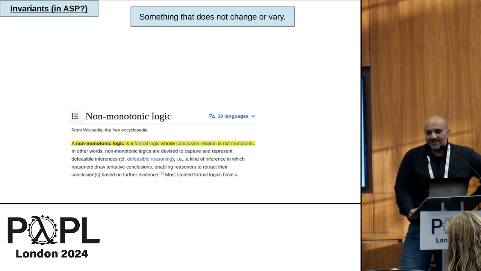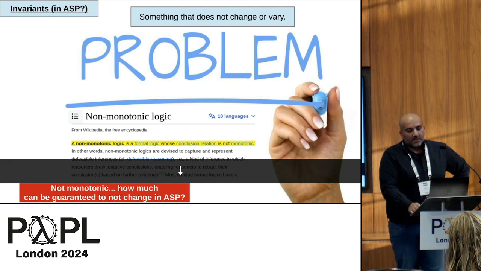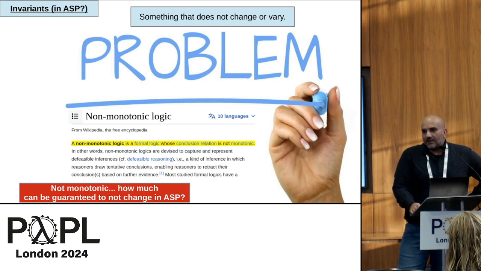But invariants in answer set programming. An invariant is something that doesn't change or vary. In ASP, one of the strengths is the non-monotonic reasoning. And non-monotonic means that even the entailment relation changes. Not in one direction, but in all the directions. You can remove some previous conclusions. So how much can you guarantee that doesn't change in an ASP program?